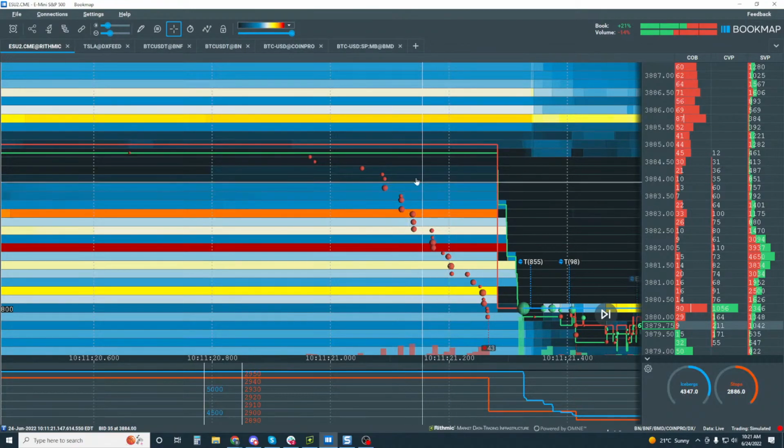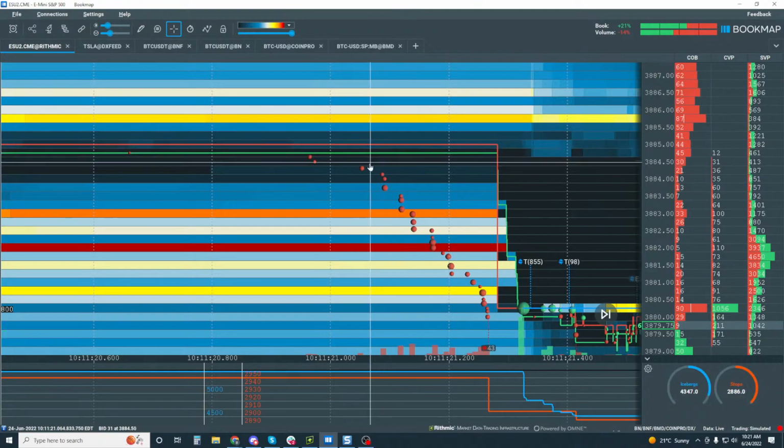Getting down into these resolutions, this is what makes the market move. And in this case, what made it move was not just ticks, but 5 points. 5 points.